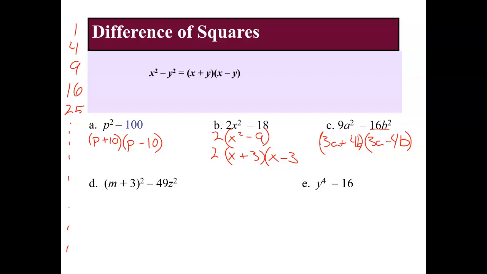We have a binomial that itself is being squared. We can still follow our same rules. It's just going to be a little bit longer. If I square root m plus 3 squared, I'm just left with m plus 3. m plus 3. And then the square root of 49 z squared is what? 7z.